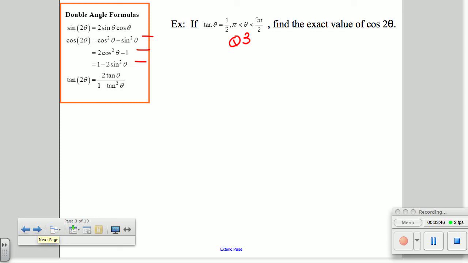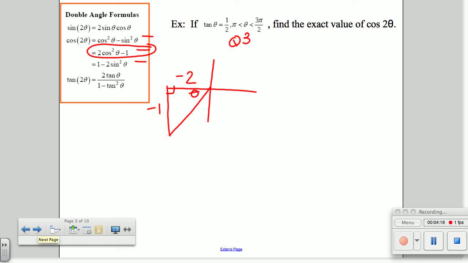Now, I'm going to pick between these, and in this case, I'm going to pick the one where I use only cosine. The reason I didn't pick the first one is because then I'm going to have to find sine and cosine. I just want to find one of them. And so really, either of the second 2 would work. Let's go ahead and draw a picture. And let's put our theta down here in quadrant 3. And we're given tan, so we're given opposite and adjacent. And they're both going to be negative because in quadrant 3, x and y are both negative.